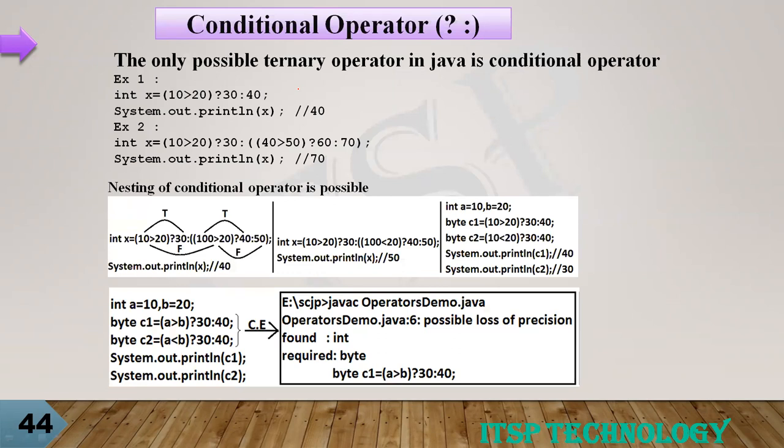Conditional operators. Important. So this is a statement. The only ternary operator in Java is the conditional operator. This is also called the conditional operator or ternary operator. If this condition is true, then the output will become this. If this condition is false, this is the output.